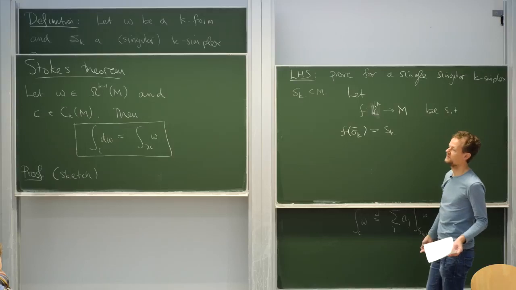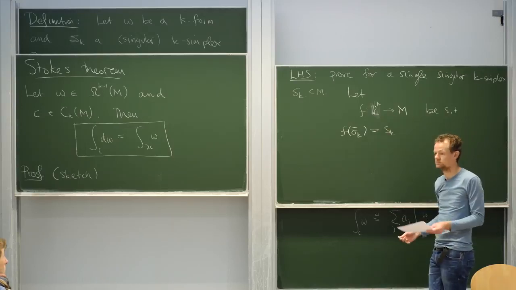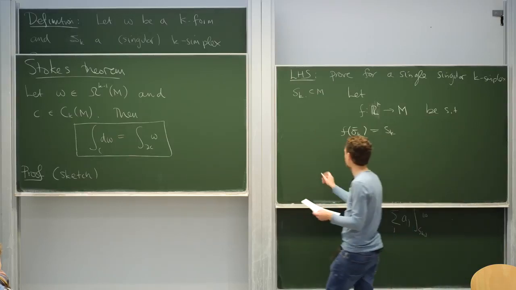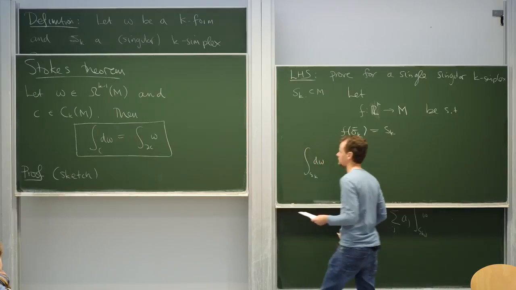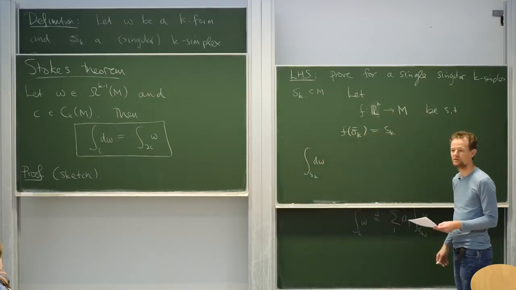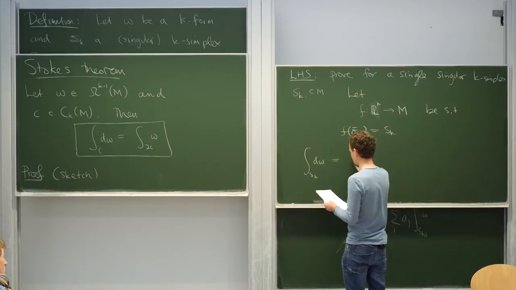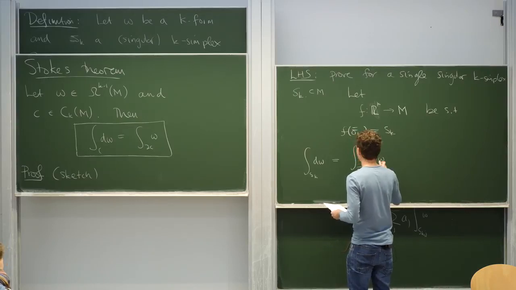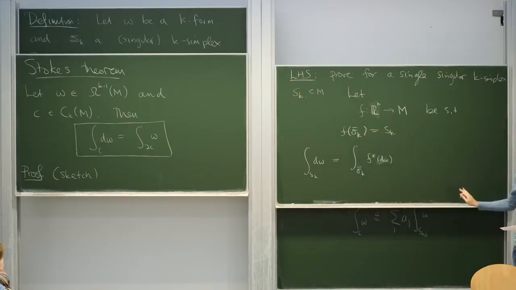So to get started on this left-hand side, we just insert into it the definition. Let's do it: the integral over S_k of d omega. It's the left-hand side of Stokes' theorem applied to a single singular k-simplex. What do we do with that? Well, by definition, that's equal to this. I just use the definition, nothing more.